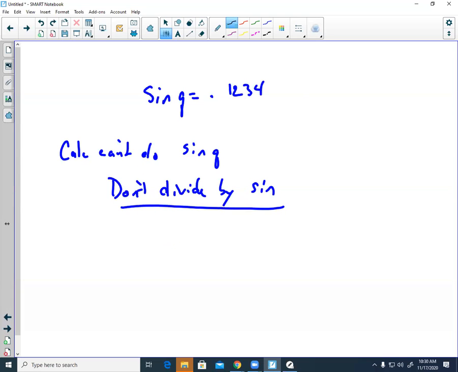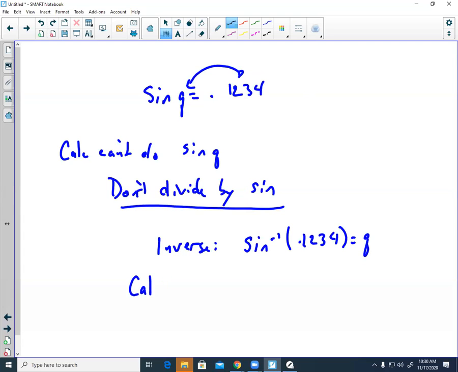So this is where the inverse shows up from these functions. I hope to not have to spend too much time on this because this is a huge topic in geometry. So in order to solve this, you would do inverse sine. You would switch these two pieces right here. So you would get the inverse sine of 0.1234 equals q, and that would be able to solve q for you. Now, depending on whether this is in degrees or radians or whatever it's in, your calculator has to be in the mode you're thinking.